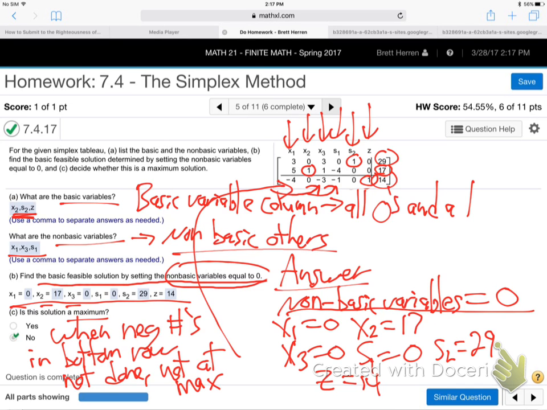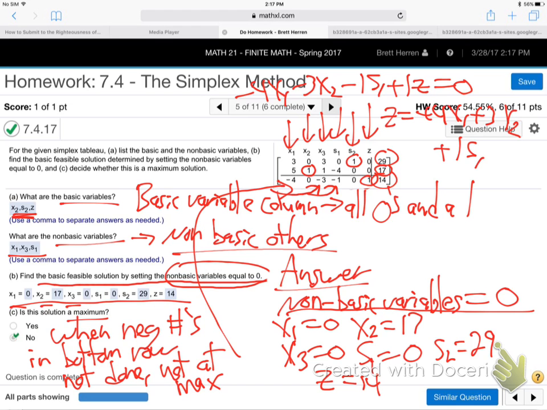If you're interested in why that's the case, remember that bottom row comes from the Z, the maximizing thing. I'll show you one theory step. That means minus 4x1, minus 3x2, minus 1s1, plus 1z equals 0. So what? Well, then move those over. That means Z is positive 4x1, positive 3x2, plus 1s1. That means Z can be increased by increasing x1 and x2. Z's not at his maximum yet.